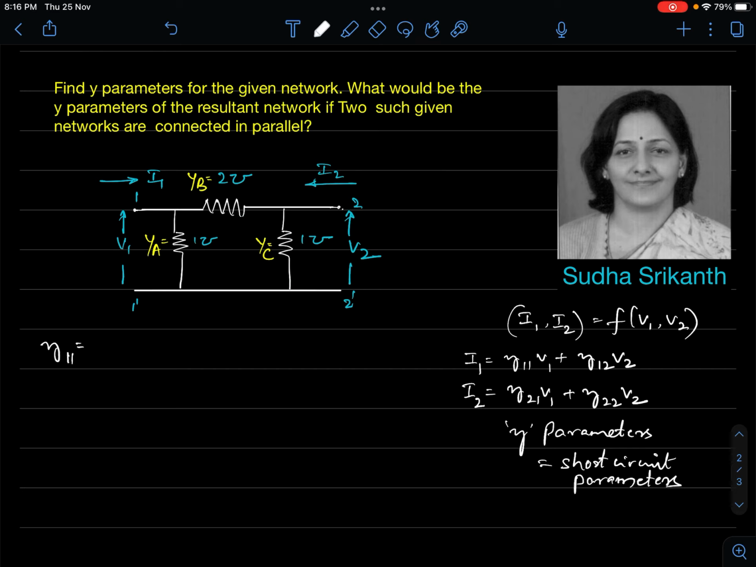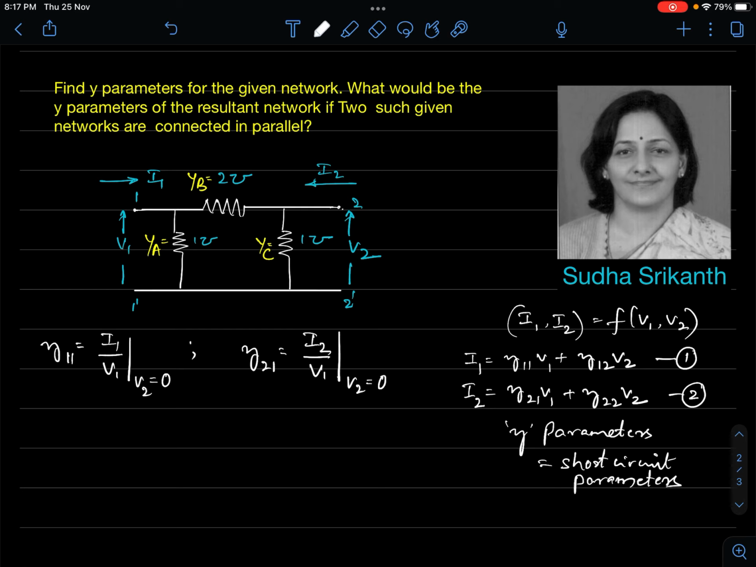What is y11? y11 can be determined by making V2 0 in equation 1. I'll call this 1. This is 2. From equation 1, if I make V2 0, then the ratio I1 to V1, current to voltage ratio, with V2 equal to 0, is y11. Similarly, from equation 2 with V2 equal to 0, we will be able to determine y21. So y21 obviously is I2 to V1. Current to voltage is admittance, hence the name admittance parameters.